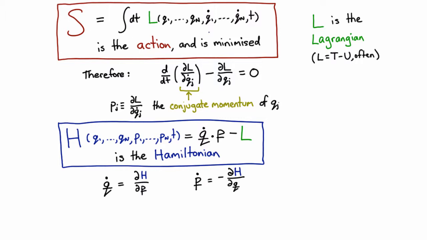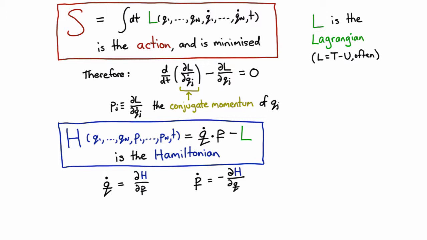And if we have such a thing being minimized, then we know from variational calculus that the Euler-Lagrange equations must hold, in which case this equation here must hold for each variable. This object here is called the conjugate momentum of that coordinate. And we can use this principle and these equations to generate the equations of motion for physical systems in quite complicated situations fairly easily.